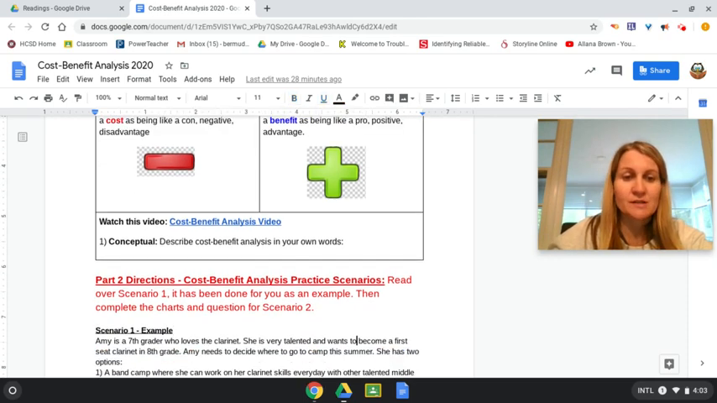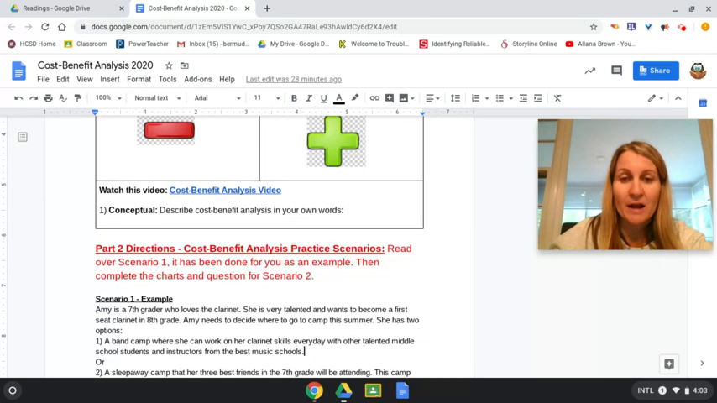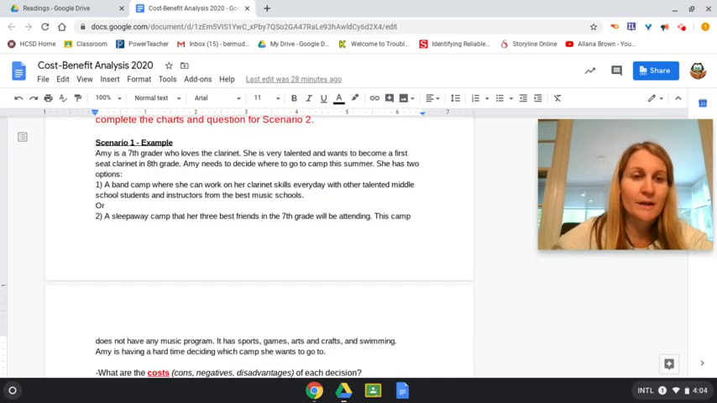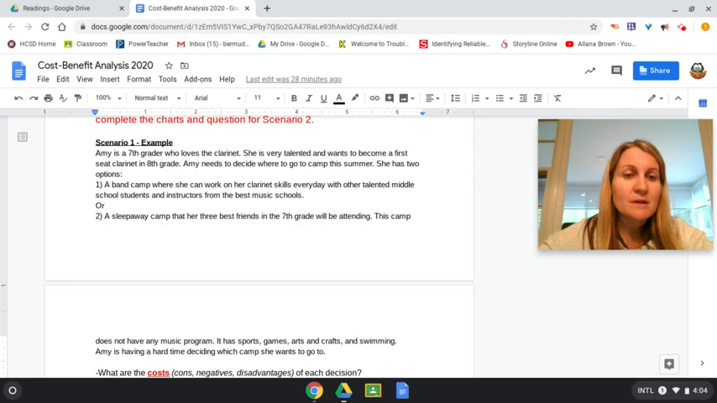Part 2 directions say cost benefit analysis practice scenarios. Together, we're going to read over scenario 1 and go over the example as a whole. And then scenario 2, you're going to do on your own. So scenario 1 example. Amy is a 7th grader who loves the clarinet. She is very talented and wants to become a first seat clarinet in 8th grade.